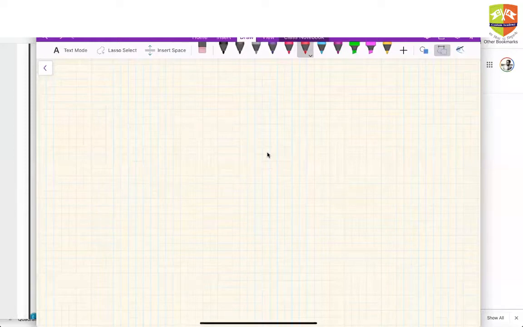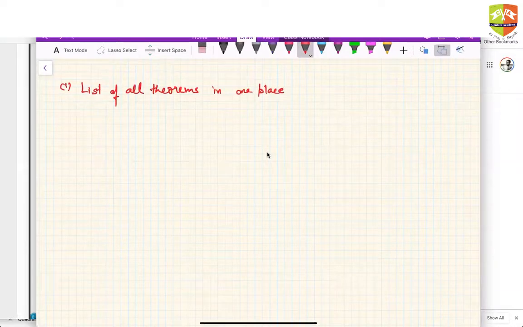Another thing I will recommend is to make a list of all theorems in one place. You can take an A4 sheet or a diary or a notebook, and keep writing theorem 1, theorem 2, theorem 3, only the theorems, not the proofs. Keep writing all the theorems in one place. Then keep it in front of you whenever you are solving any geometry problem.